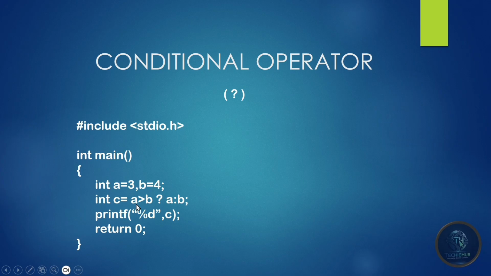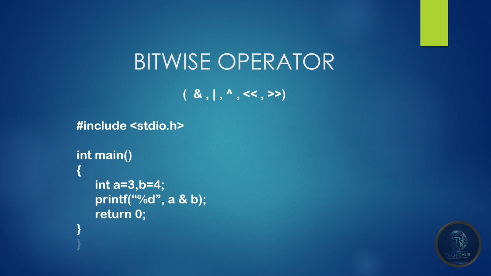So in the example, a greater than b is obviously false since 3 is less than 4. So the relation is false. Hence, the value of b is assigned to c. If the relation is true, the first value, that is the value of a, is assigned to c. How did you get it? So here we will get the output as 4. That's it. Let's move on to another operator.